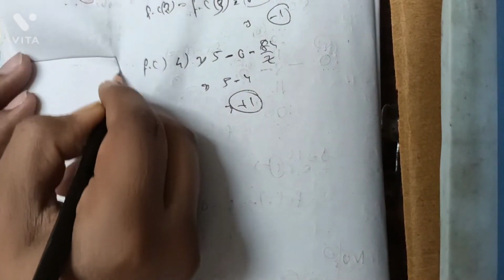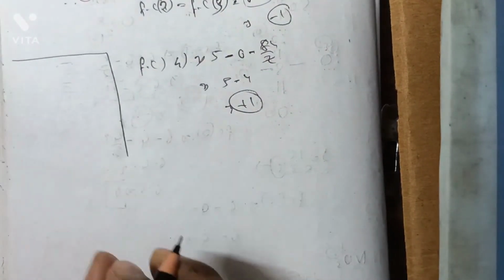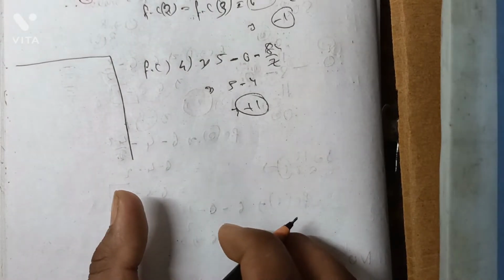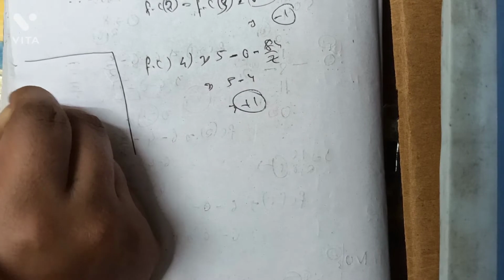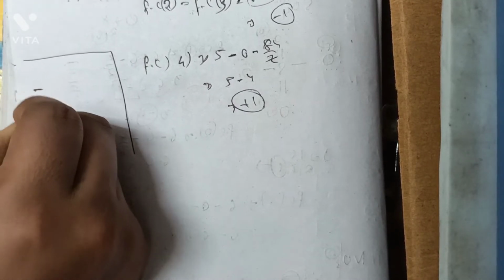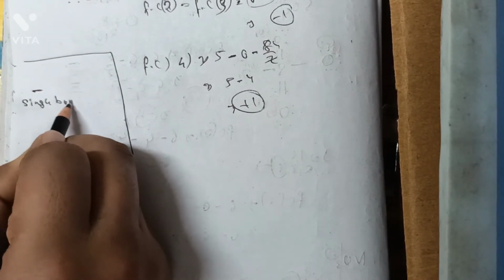As I told you earlier that I will tell you some tricks, remember that if you have to find the formal charge of an atom which is connected by a single bond, then for that atom the formal charge will always be minus 1.